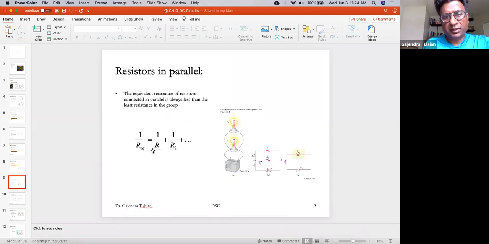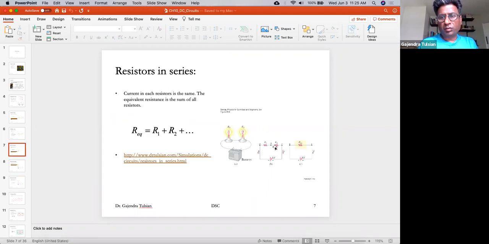So it turns out that if you look at this equation, let's say there are only two resistors. This guy is positive, this guy is positive. So this number is bigger than either one of those numbers. Now for this guy to be bigger than either one of those numbers, this guy has to be smaller than either one of them. So when you connect resistors in parallel, what you get is an equivalent resistance that's smaller than any of those guys.